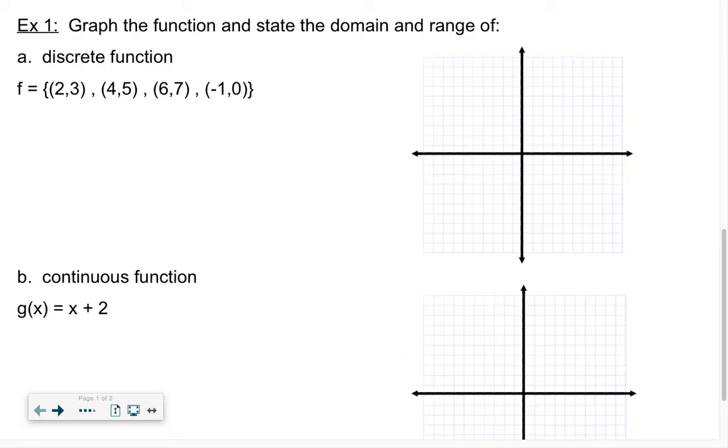So we're going to graph some of these functions, and then we're going to state the domain as well as the range. For part A, they're telling us it's a discrete function. Here are the ordered pairs that we have. We have (2, 3), (4, 5), (6, 7), and (-1, 0).